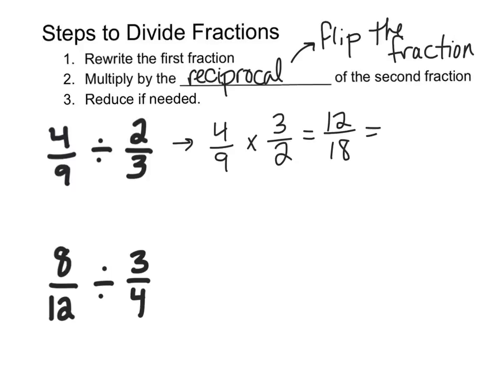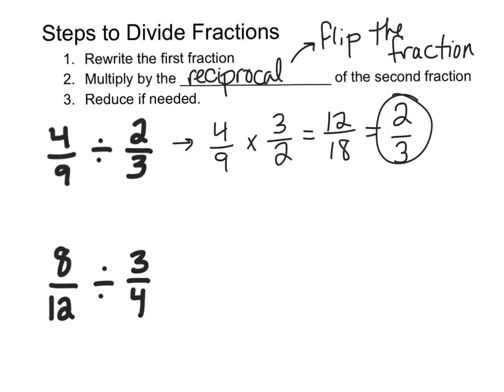To reduce that, I say, what goes into both 12 and 18? I want to find the highest number that I can to reduce that. In this case, I say, okay, 6 goes into 12 and 6 goes into 18. That's the highest number I can think of right now. So 12 divided by 6 is 2. 18 divided by 6 is 3. 2 and 3, there's nothing that goes into those two numbers evenly except for 1. So that's reduced, and this is my final answer, 2/3.